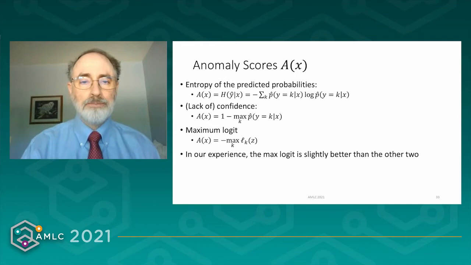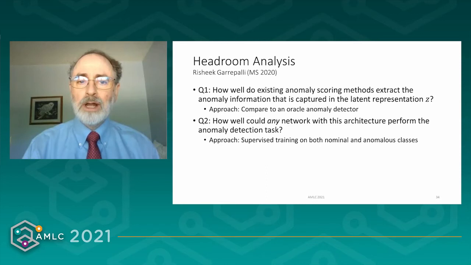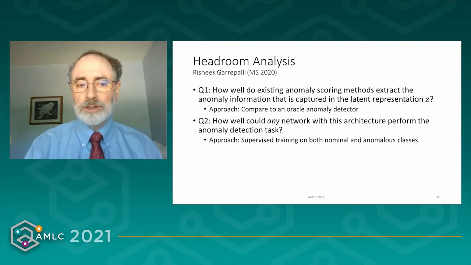So my student, Rishit Garapalli, did a headroom analysis asking how well do existing anomaly scoring methods extract the anomaly information that is captured in the latent representation of the learned network. Our approach was to compare that to an Oracle anomaly detector that was trained using labeled anomalies with that representation. The second question was, how well could any network with this architecture perform? To do that, we would train on all 10 CIFAR classes, and then see how well the anomaly score could compute the anomalous classes.